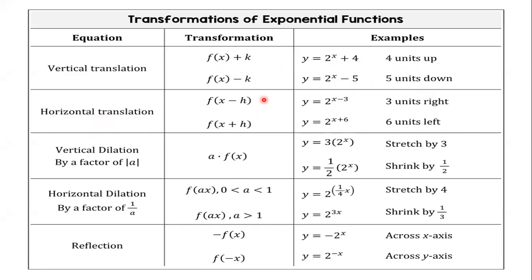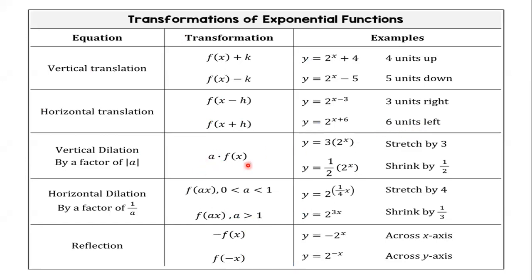Horizontal translations is where we like to remember our x's are what? Okay, so the rule is f of x minus h. So if I have 2 to the x minus 3, it's going to cause the function to shift to the right 3 units. If I have 2 to the x plus 6, it's going to cause the function to shift to the left 6 units.